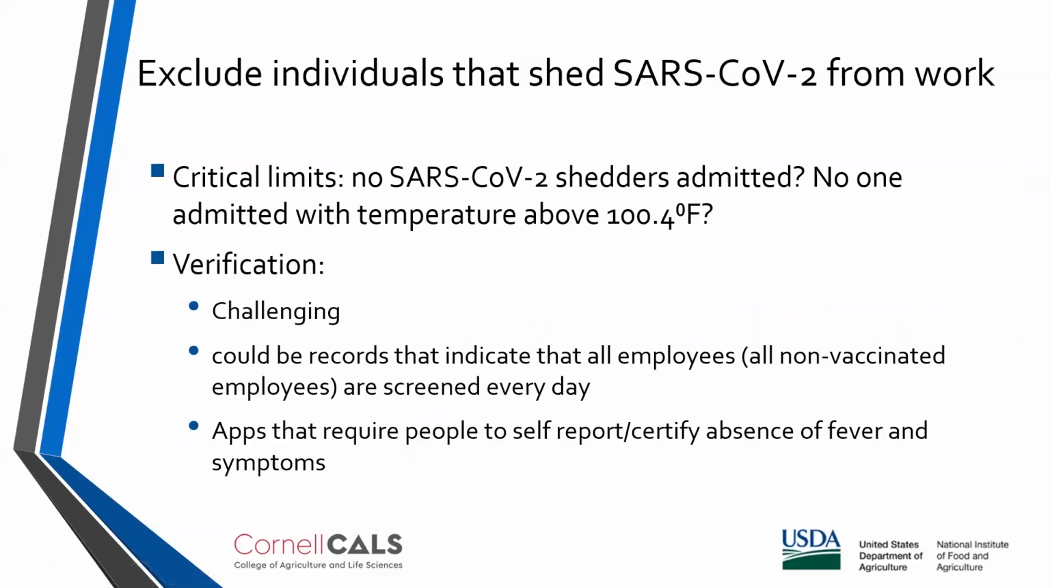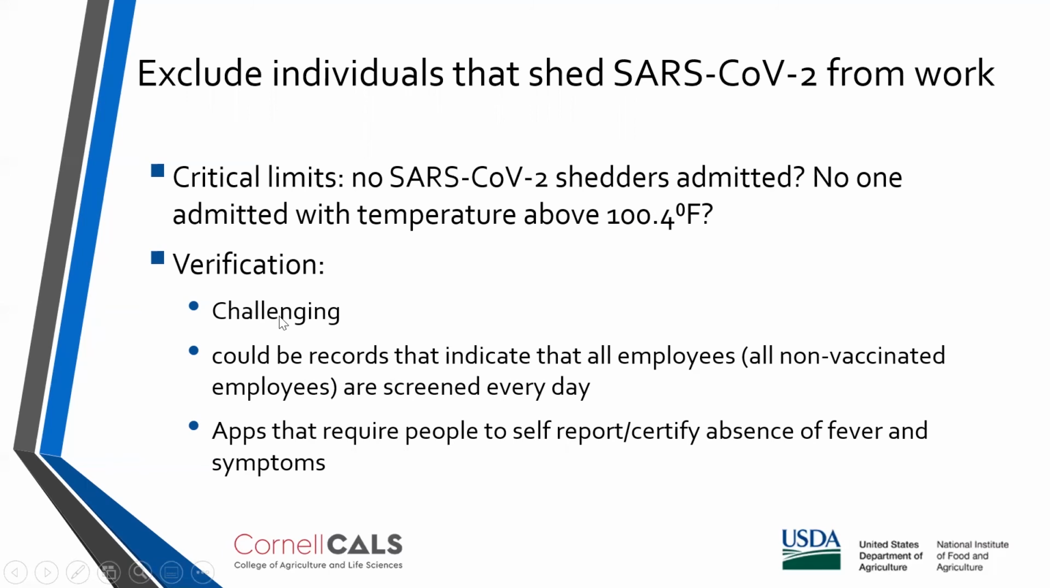Excluding individuals that shed SARS-CoV-2 from work will continue to be important even with vaccination. As we said, there are clear reports that in some rare cases, even vaccinated individuals can still become infected. So it may make sense for you to continue to have some procedures in place that minimize the risk that someone comes into a facility that is shedding SARS-CoV-2, someone that is infected, including potentially vaccinated individuals. So critical limits could be no shedders admitted or no shedders in the facility.